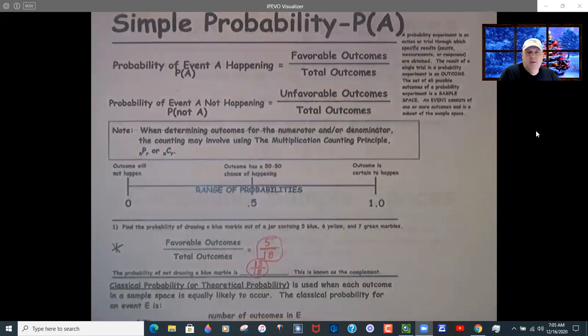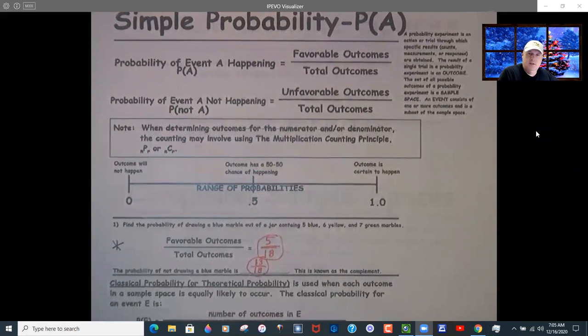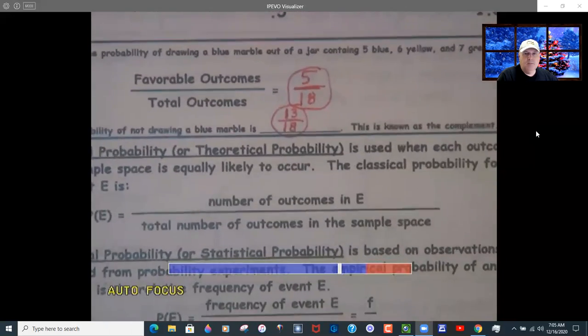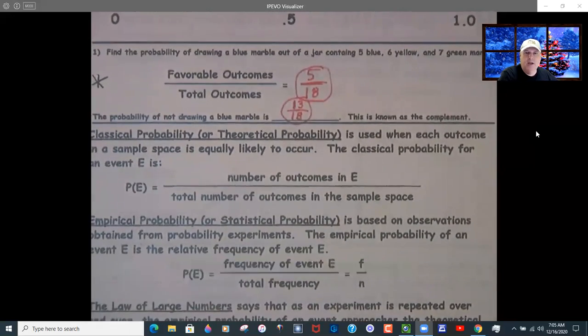So there's basically simple probability, which is just the probability of an event happening versus it not happening. And those two ideas are called the complement principle. A good example on this first page: you have this jar containing 5 blue, 6 yellow, 7 green. What's the probability of finding a blue, randomly chosen, of course? So 5 are blue out of the total of 18. The probability of not getting a blue is 13 over 18.